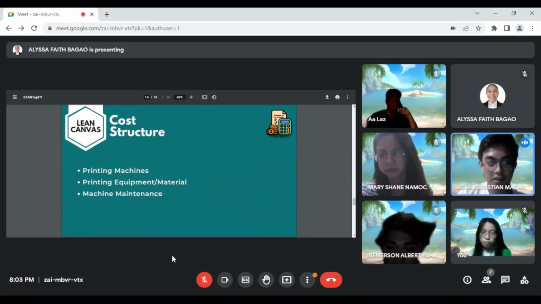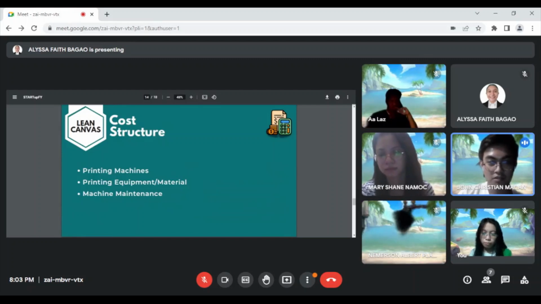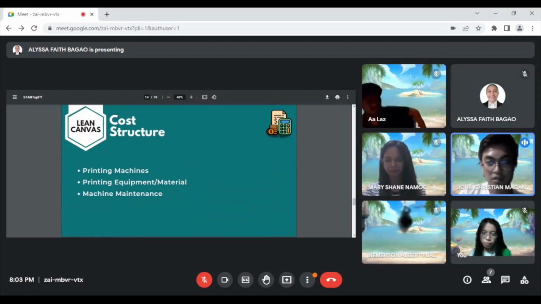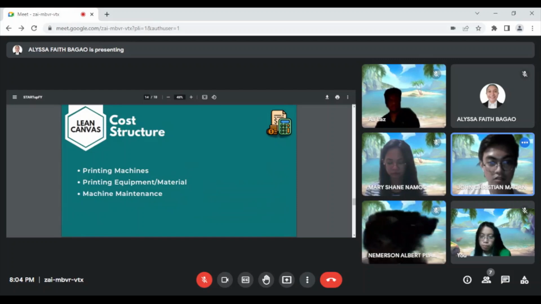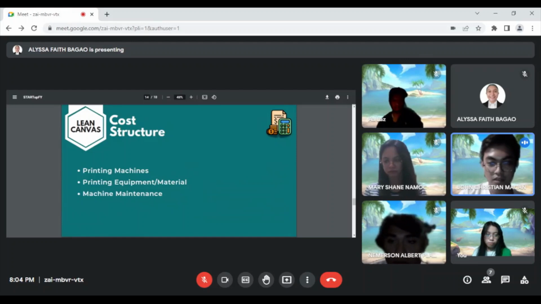So to discuss the cost structure, this will now be on how to start the printing services. For our primary cost structure, the business has the following, such as printing machine, since it is the primary tool to start a printing business, including the equipment or material, such as paper and ink, to produce the printing services. We also include the costs for machine maintenance and other fees, such as utility fees. Next slide.